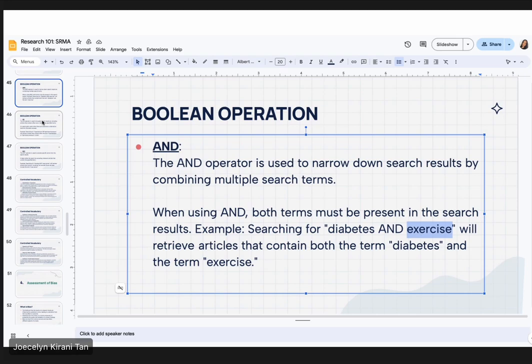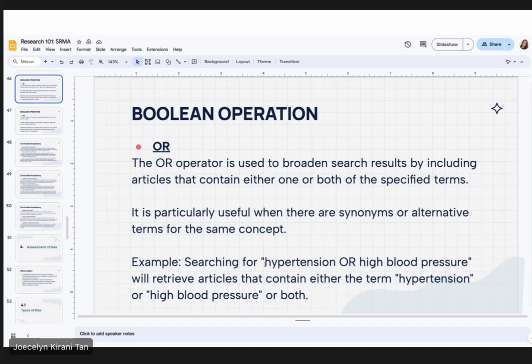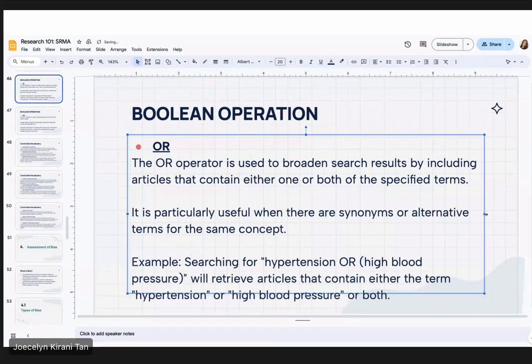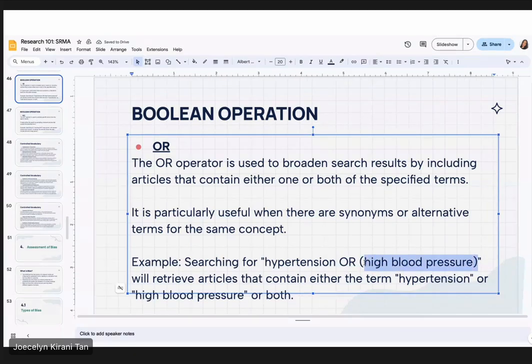Okay, and then we have OR. For example, you use hypertension OR high blood pressure, but for this one, you'd actually need to put brackets so that the database would know that this is one singular term, high blood pressure. So if you search hypertension OR high blood pressure, the paper that you get may have hypertension and not have high blood pressure, but it will pop up because if either of the two keywords is in the article, it will pop up in your database search. So that's what OR means. Any of the two, and you can even do three, any of the three, say hypertension OR high blood pressure OR, I don't know, high intraocular pressure, any of the three, and it will come up on your search.